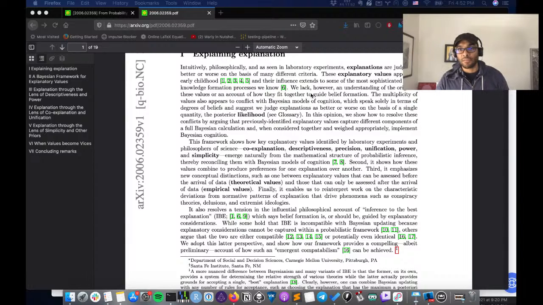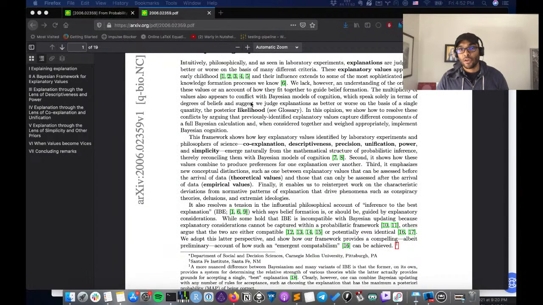We lack, however, an understanding of the origin of these values or an account of how they fit together to guide belief formation. The multiplicity of values also appears to conflict with Bayesian models of cognition, which speak solely in terms of degrees of belief and suggest we judge explanations as better or worse based on a single quantity, their posterior likelihood. Interesting. So he's saying that we have almost a rubric for evaluating an explanation, and a posterior likelihood is insufficient to capture all those elements.